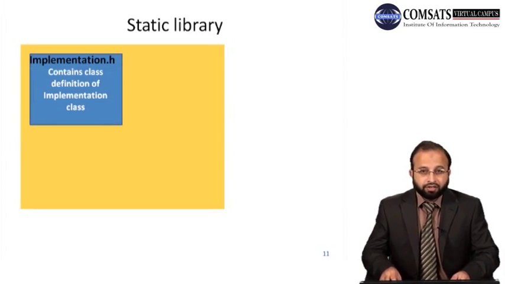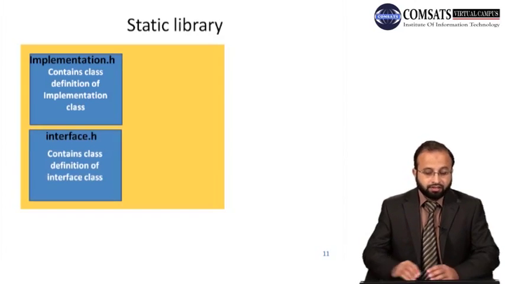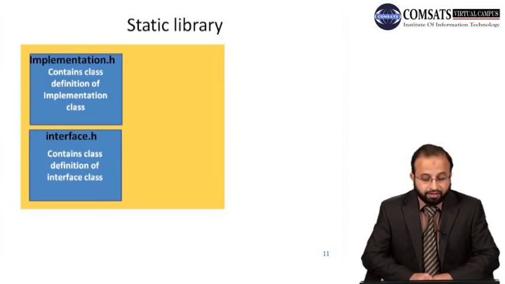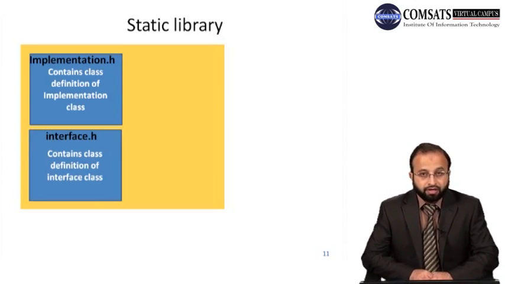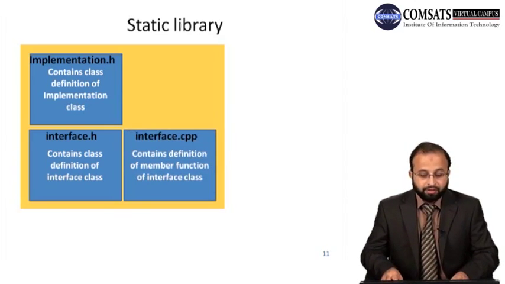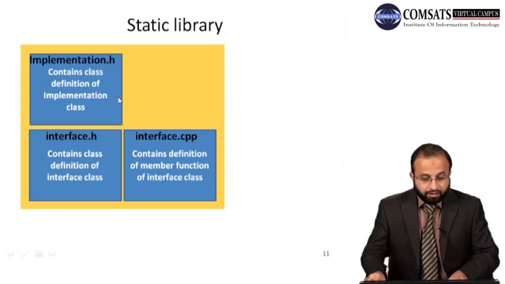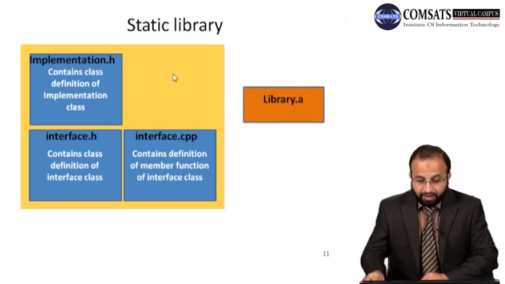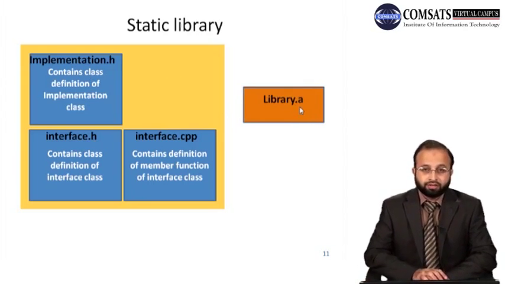It contains the class definition as well as the definition of the member function of the implementation class. The second file is interface.h that only contains the class definition of the interface class with the prototype of the member function, right? And then we have the interface.cpp. Now this file contains the definition of the member function of the interface class. And then we make a library, that is library.a, and we are going to provide this interface.h file and library.a to the client to use it, right?